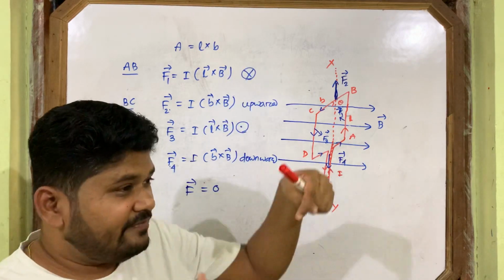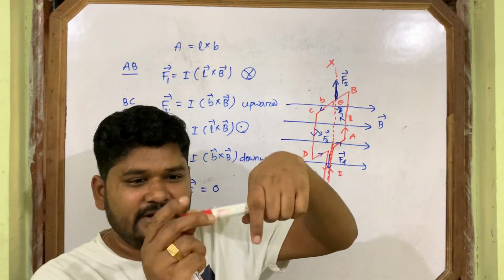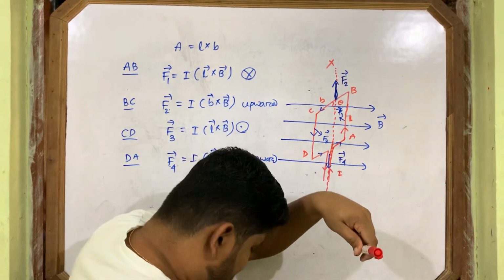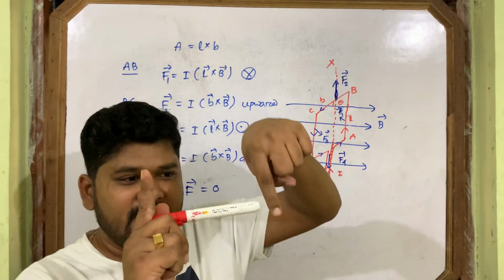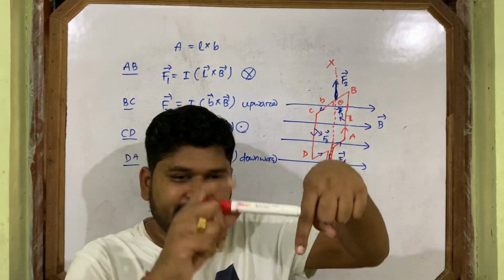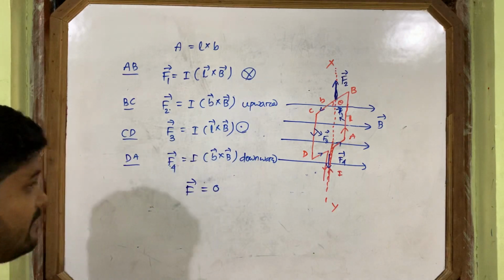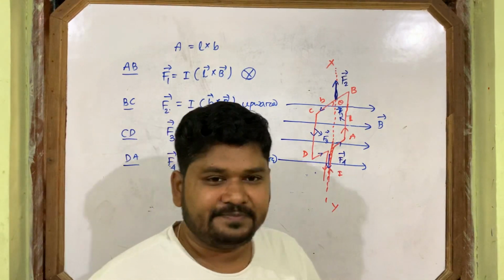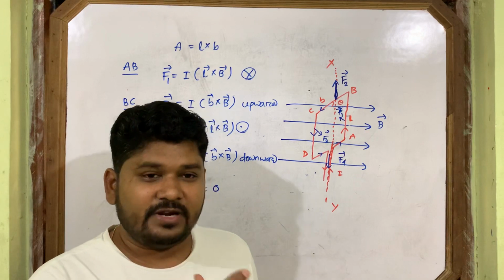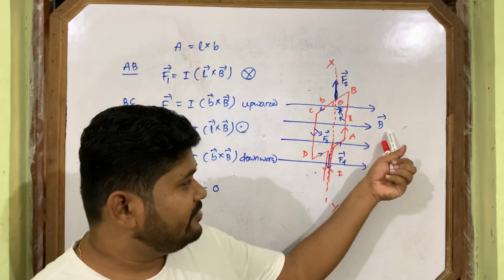But if they are in different lines, as I have shown you, one in the upward direction and one in the downward direction, they will give a turning effect. So now this coil, a current carrying conductor, will rotate inside the uniform magnetic field.